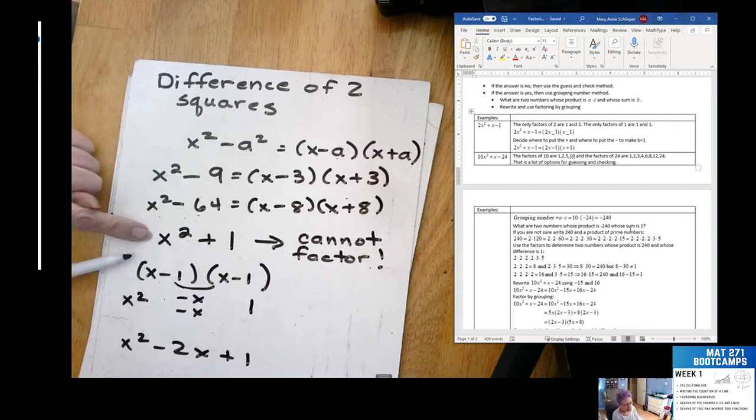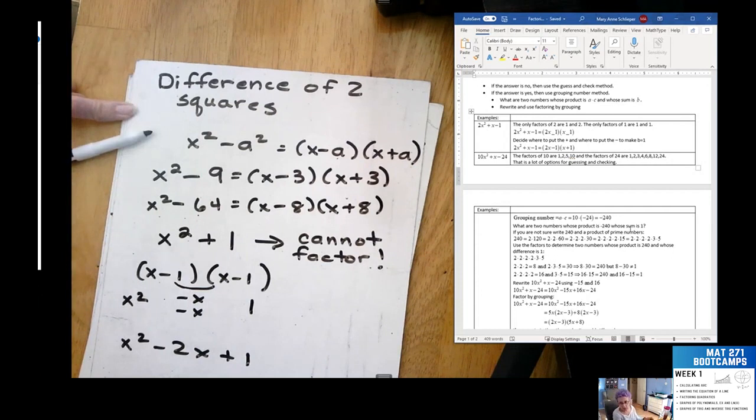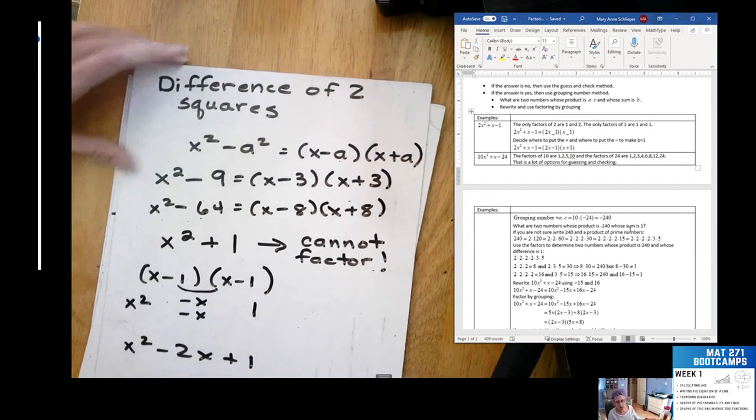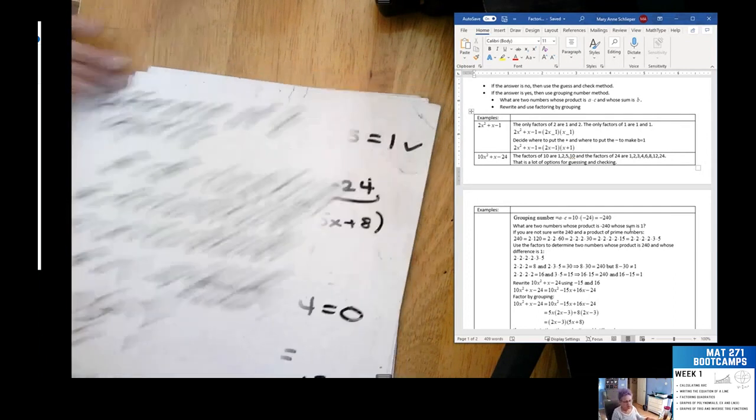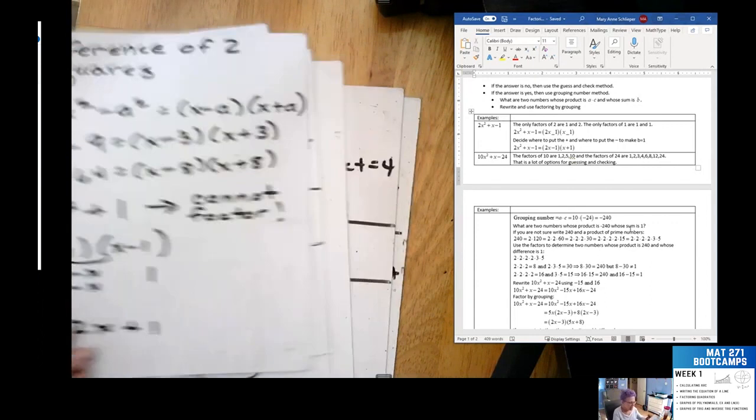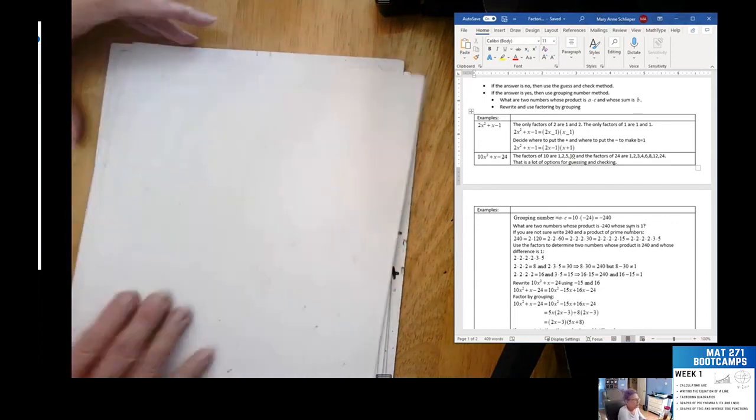So if you have a sum of 2 squares, no factoring. Difference of 2 squares, factoring. Unless you want to go into imaginary numbers. We don't want to do that today. Maybe next week, but no, we're not doing imaginary numbers.